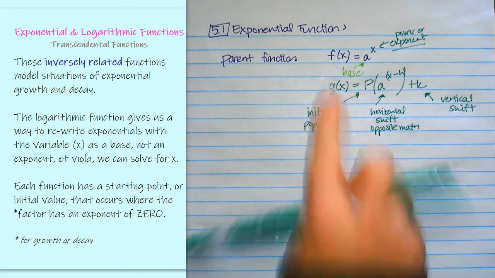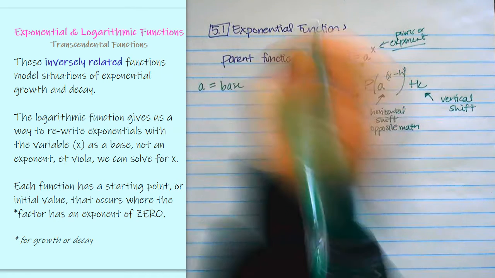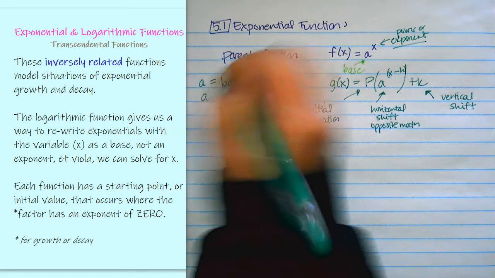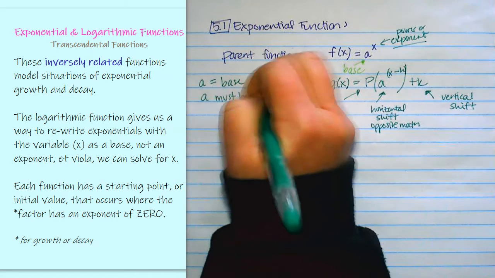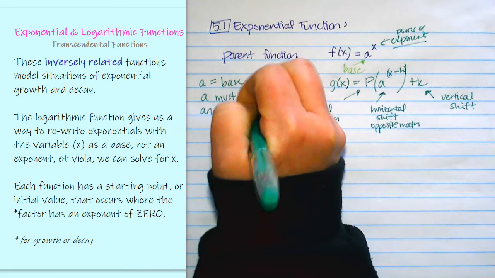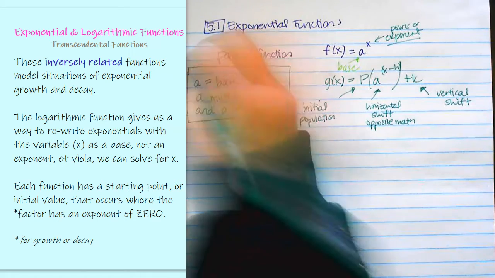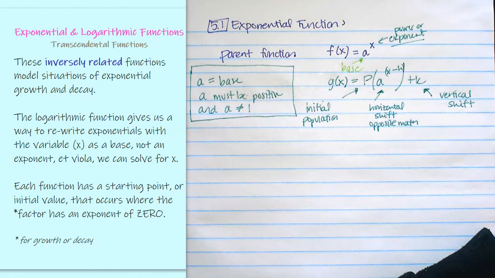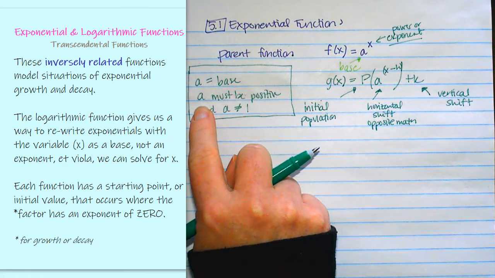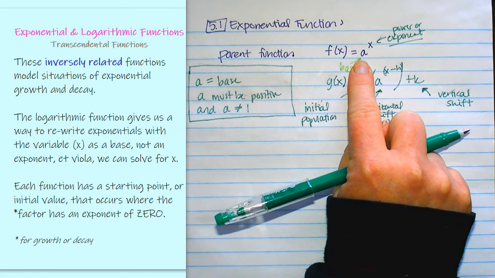In the parent function, note that this a that we're calling the base, a equals the base, has a rule with it. And that rule is that a must be positive and a cannot equal 1. So this is very important. We're going to set that up in advance. We can have other numbers that can be negative. We can have other numbers that are equal to 1, but a, the base of an exponential function, must always be a positive number right here, and it must not be equal to 1.